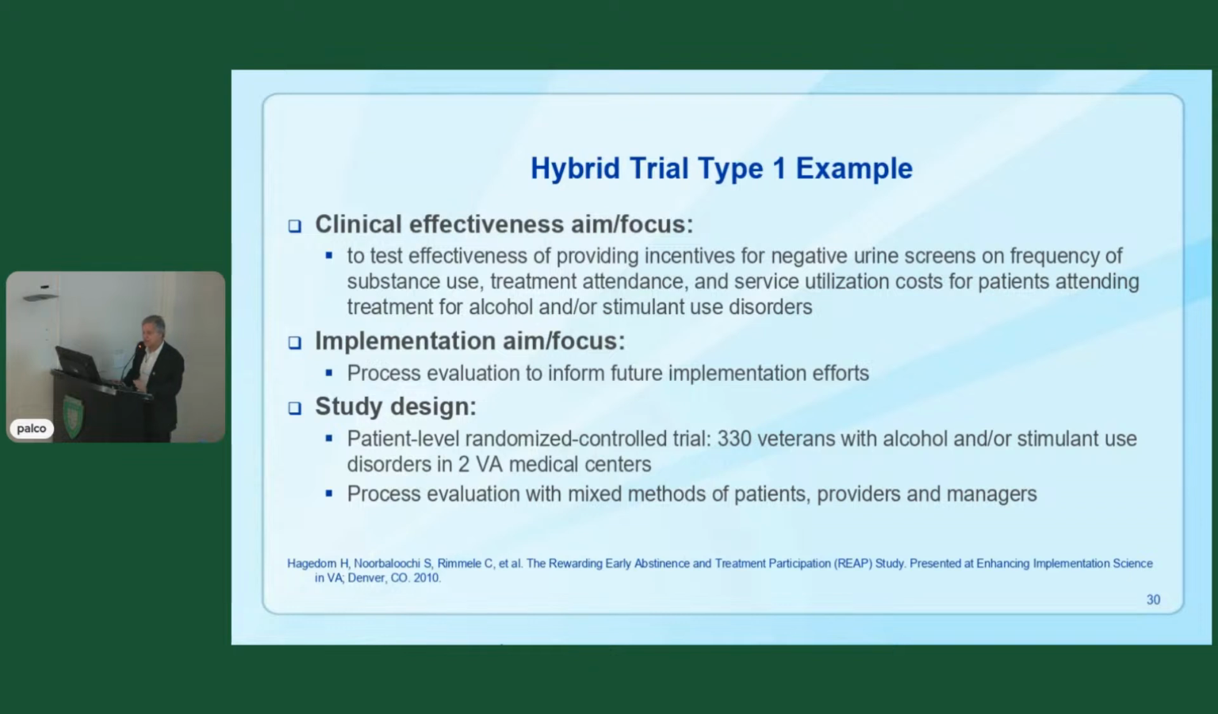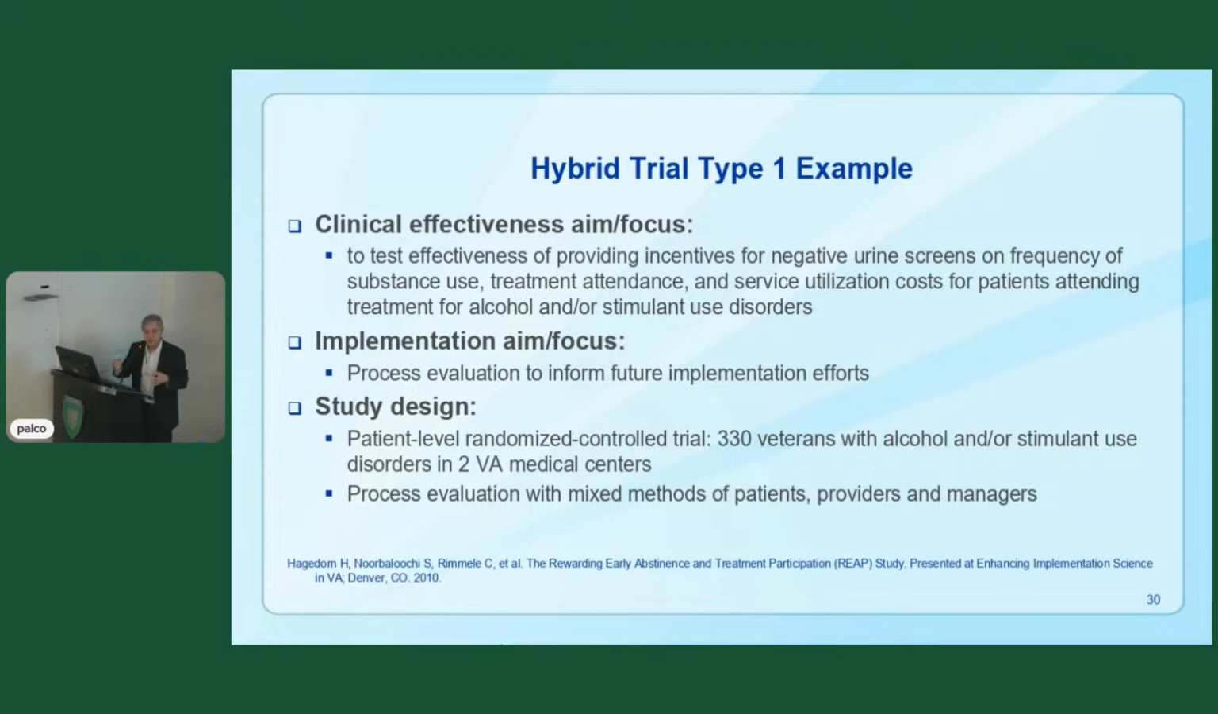So this is an example study design: a patient-level randomized controlled trial, 330 veterans with alcohol or stimulant use disorder in 2 VA medical centers. Remember, patient-level randomization, so the unit of randomization is the patient. It's not the cluster. It's not the clinic. It's not the system. It's not the provider. It's the patient. And then you add a process evaluation with mixed methods of patients, providers, and managers.